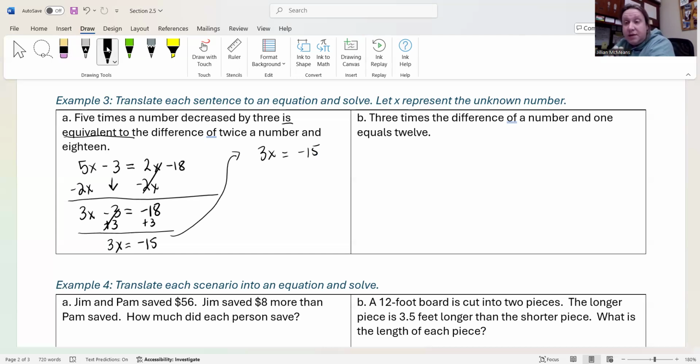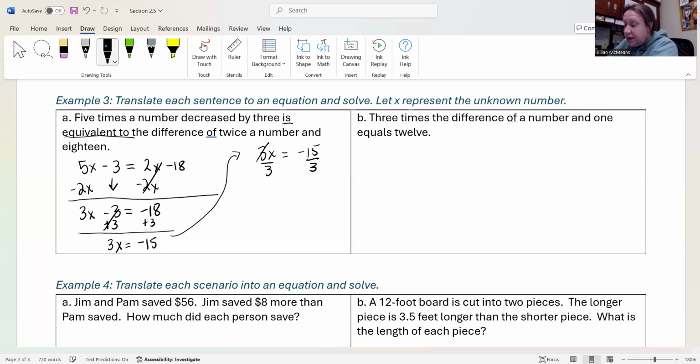Now, at this point, I've got a single variable term equaling a single constant term. That tells me it's time to apply the multiplication property of equality. So I need to undo the multiplication of 3 and x at this point. So I undo multiplication with division. So I divide both sides by 3.